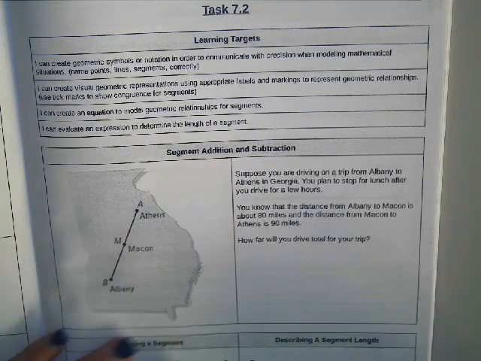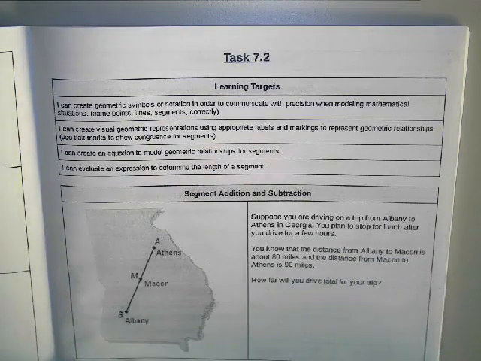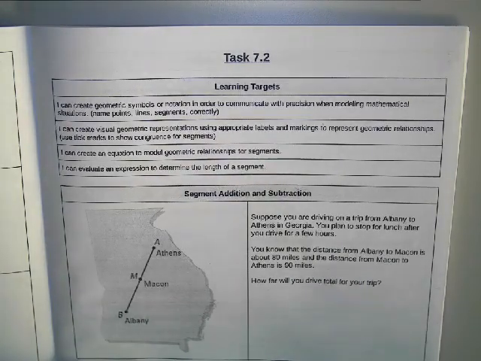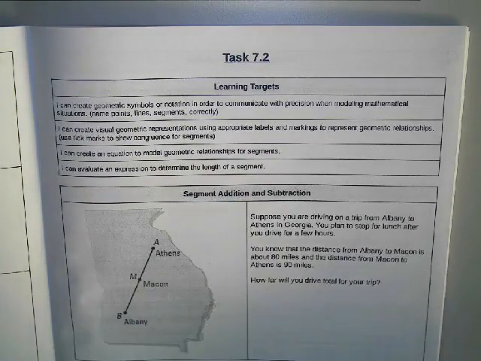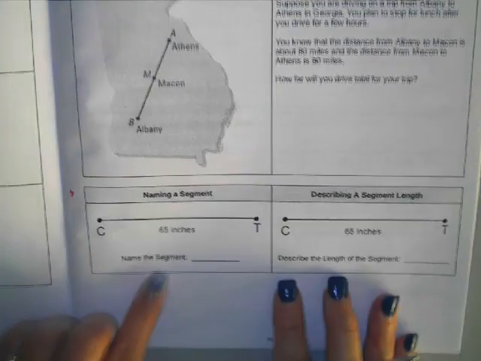Hello, today we're going to talk about task 7.2, which is basically talking about how segments have length, and because they have length we can measure them and do some mathematical operations with them. So we're going to discuss that today. First, I'm going to skip this one and move down to the bottom.